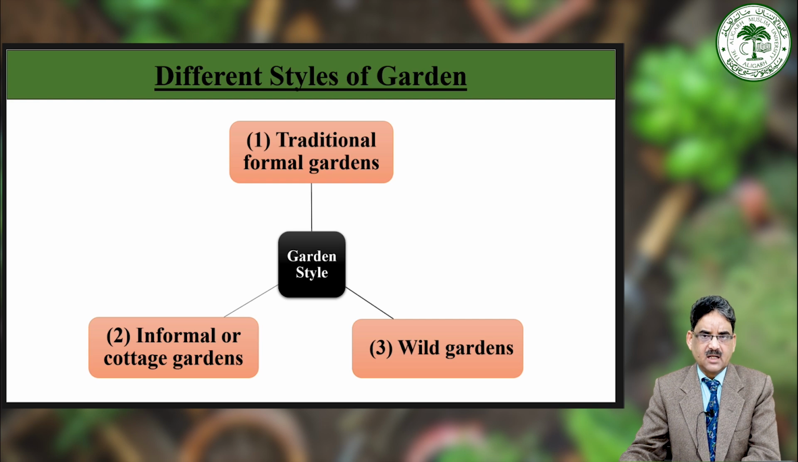Moving ahead, gardens come in various styles. Basically, three styles are common, that includes traditional formal, informal or cottage gardens, and wild gardens. Whatever the style of garden, each reflects unique aesthetic preferences and design principles.